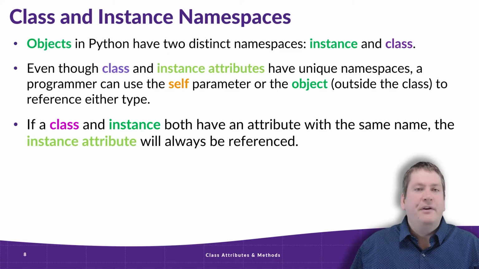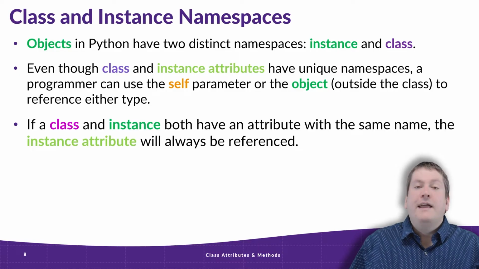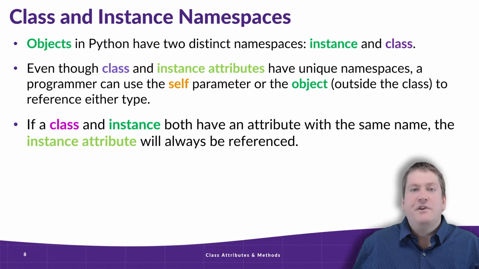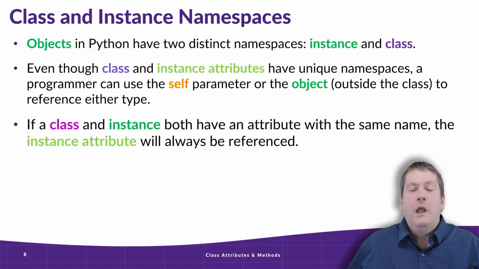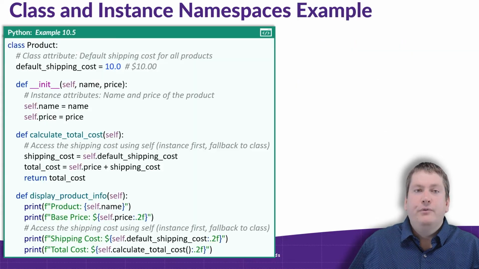Now, an important thing to note about this is if a class and an instance both have an attribute with the same name, then the instance attribute is always referenced. So if we also had an interest rate attribute in BankAccount at the instance level, that means it's defined for each instance of the class and it can be different for each instance, then we would get that instance attribute rather than the class attribute if we tried to access it through self or the object. If it doesn't have that, then it will fall back on looking up the class attribute. Let's take a look at an example of this.